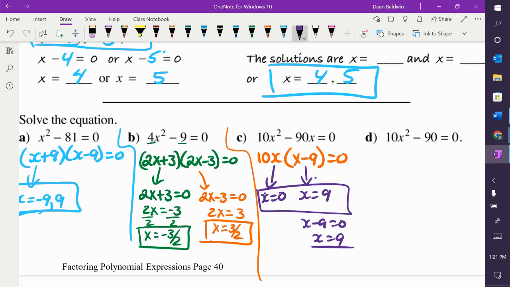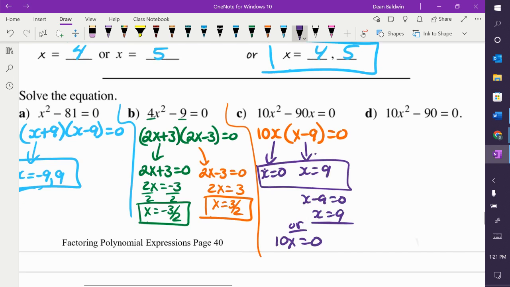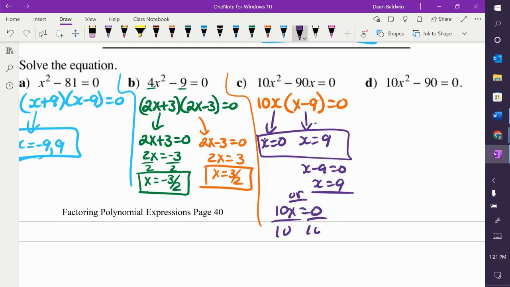Or 10x has to equal 0. And if you divide off the 10, you get x is equal to 0.